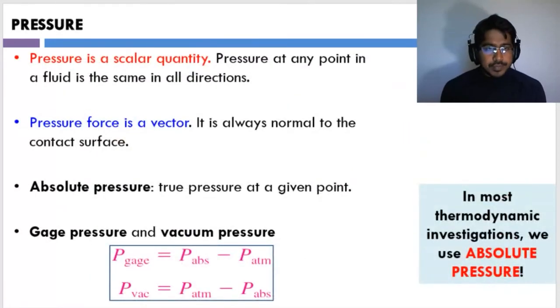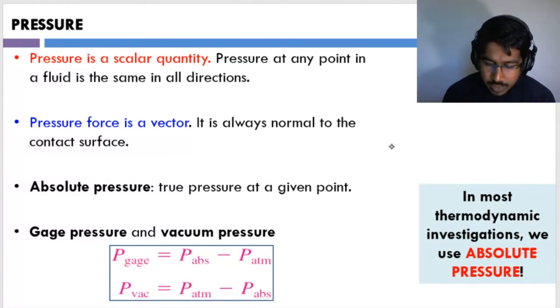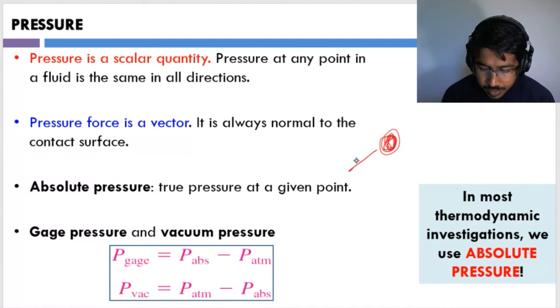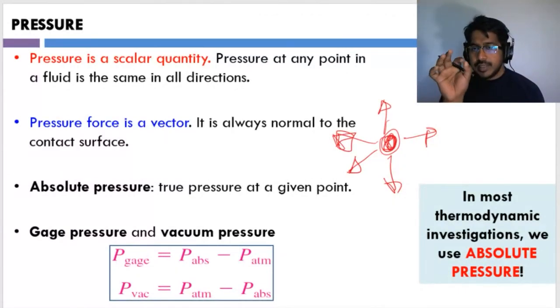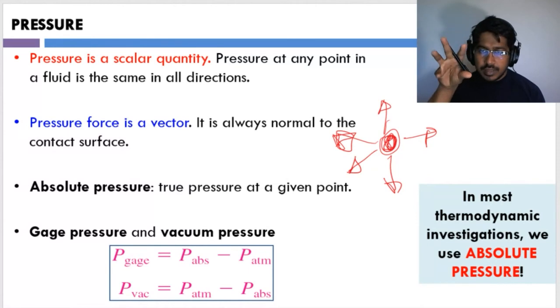Now moving on to the next one, pressure. Pressure is a scalar quantity. So you can find the pressure of a given gas or substance, and pressure at any point in the fluid is the same in all directions. So if you take one particle, the pressure in all directions from that particle is the same, right? At a given point, the pressure that is going outwards or coming inwards is the same value. But it's very important to know this is a scalar, right?